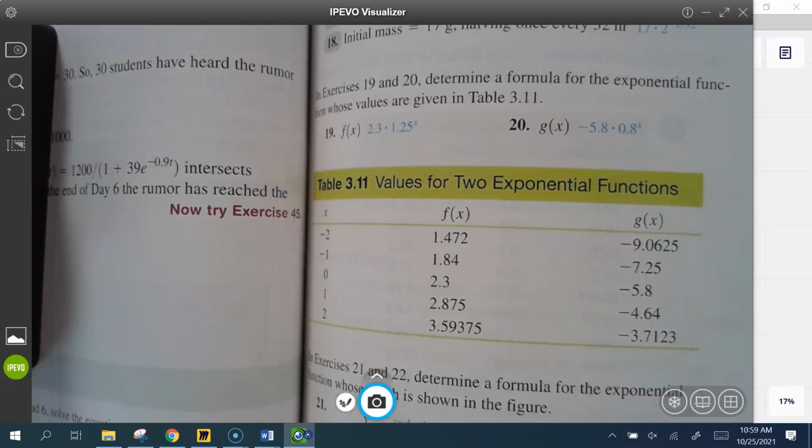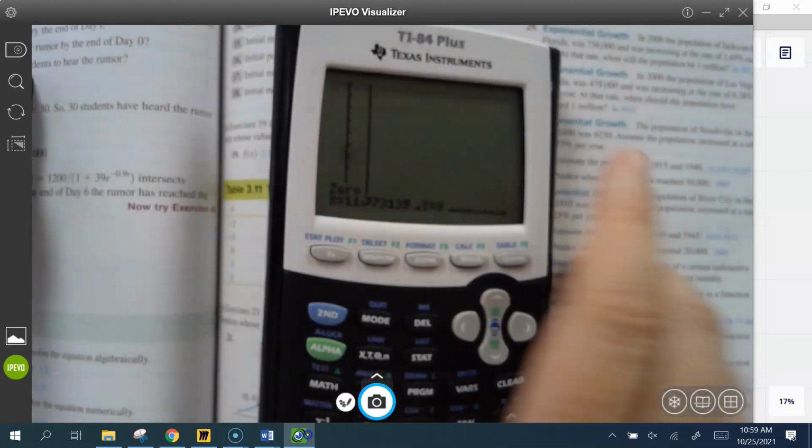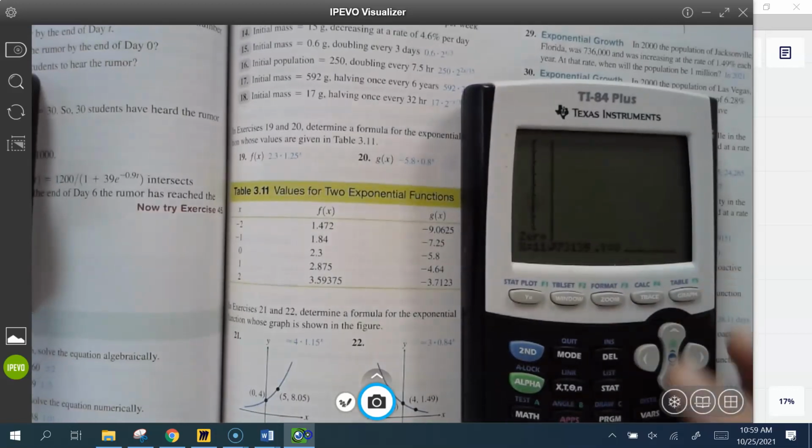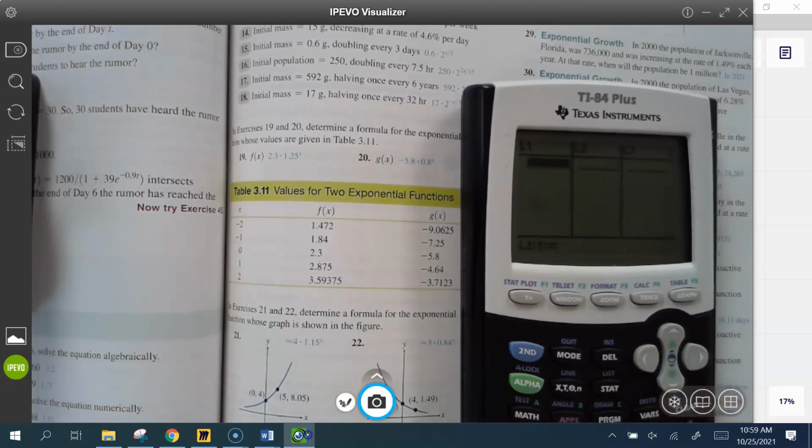So if you'll go ahead and go into stat edit, and in list one, remember if you want to clear everything out of there, hit clear and enter. Go up to the title of the list, clear and enter, and we're going to enter this in. So I've got negative 2, negative 1, 0, 1, and 2. And I'm going to enter that information for the g of x. So negative 9.0625, negative 7.25, negative 5.8, negative 4.64. And negative 3.7123.